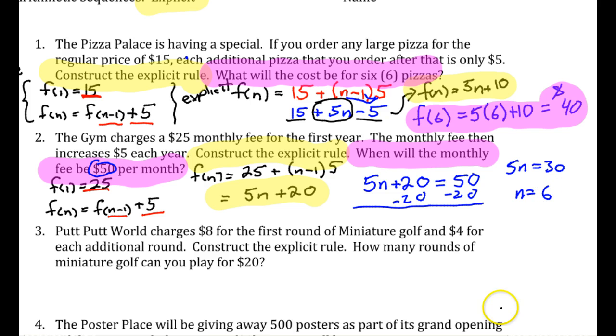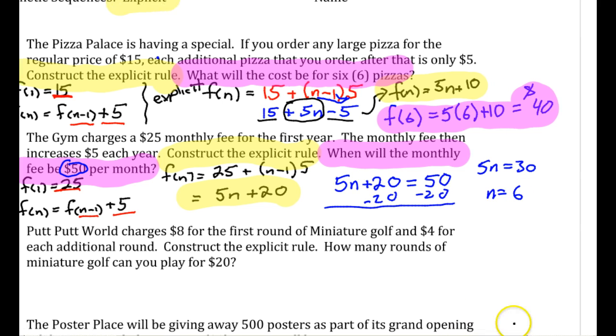And just to be careful, 6 what? Six years. Because it says it increases $5 a year. But then every month in that year it costs the same. Okay, so this is saying, yeah, on the 6th year the membership will be $50. It started at $25, but it went up $5 every year, so it should make sense.